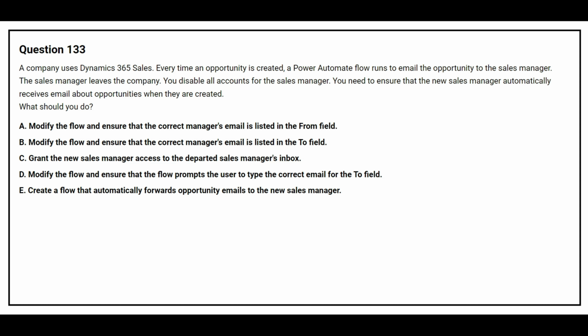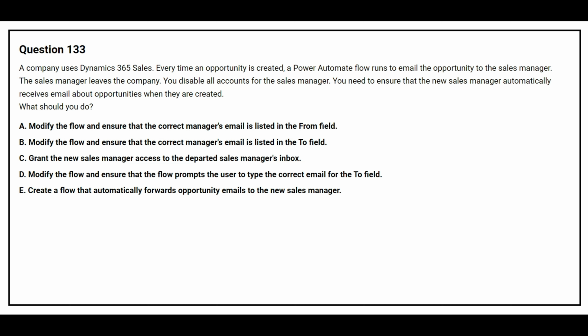Question number 133. A company uses Dynamics 365 Sales. Every time an opportunity is created, a Power Automate flow runs to email the opportunity to the sales manager. The sales manager leaves the company. You disable all accounts for the sales manager. You need to ensure that the new sales manager automatically receives email about opportunities when they are created. What should you do?